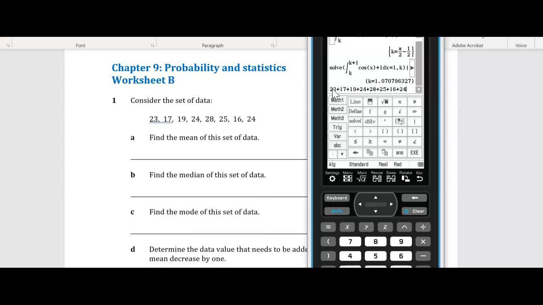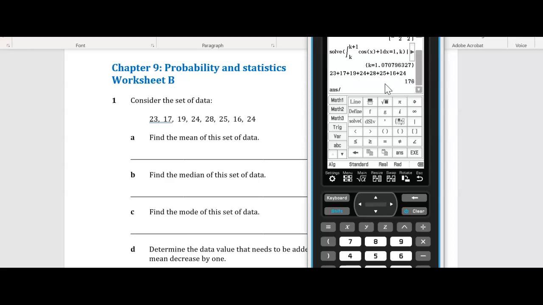Now, looking at these values, I can see it's going to be somewhere around 20. Okay, so it's always a good idea to estimate what it would be before you do it, because if we miscalculate something, at least you can question it. So I'm just going to check my numbers are correct before I write the answer in.